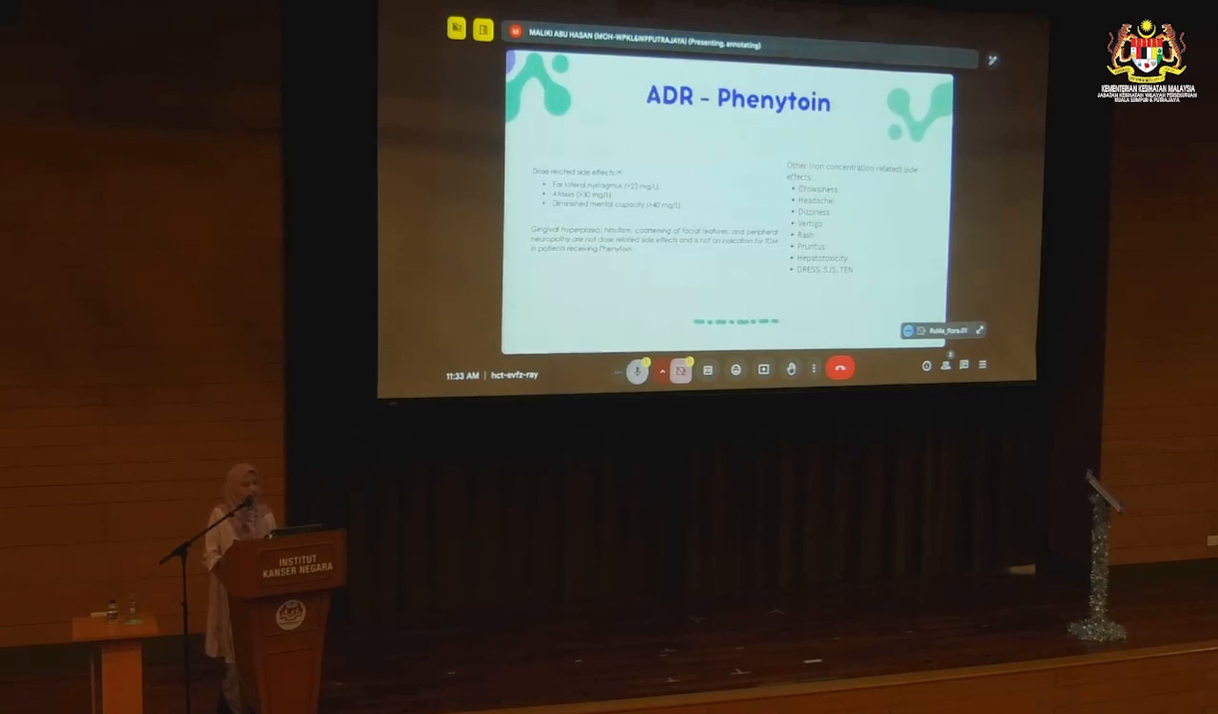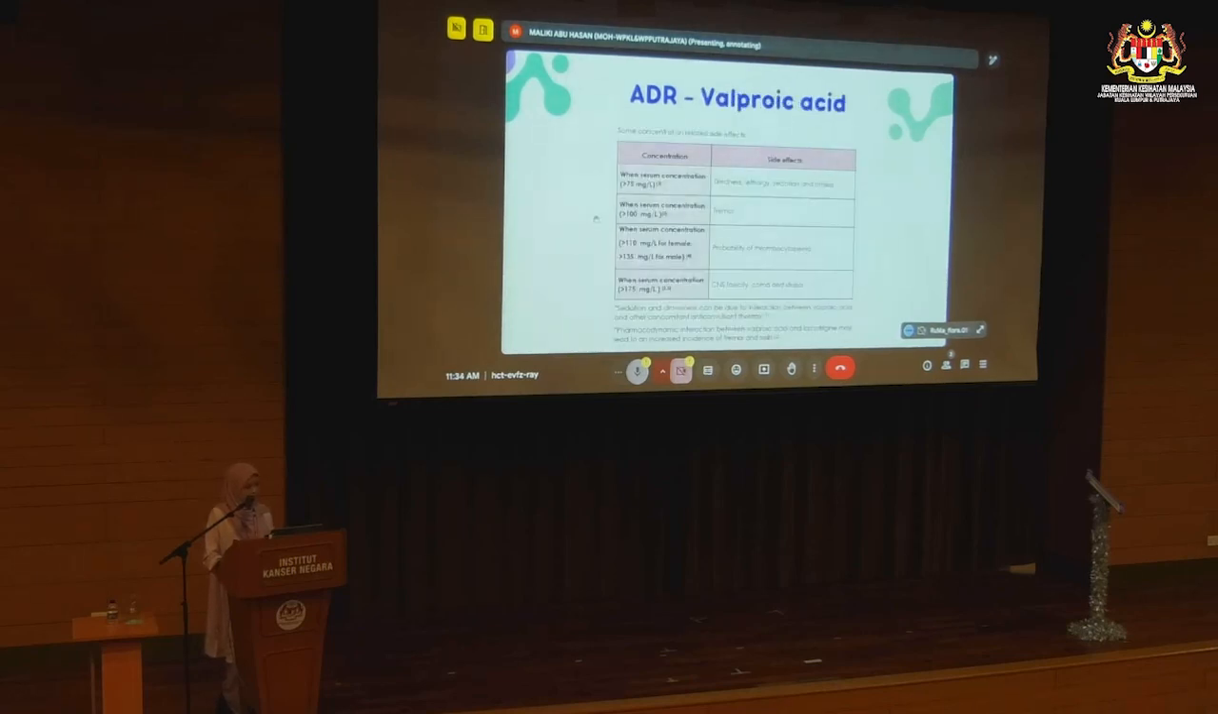Okay, and then there are also lots of other non-concentration-related side effects: drowsiness, headache, dizziness, rash, pruritus, and also cutaneous drug reactions like DRESS, SJS, and TEN. Okay. The next one is valproate. So the concentration-related side effects are a bit more general compared to phenytoin.